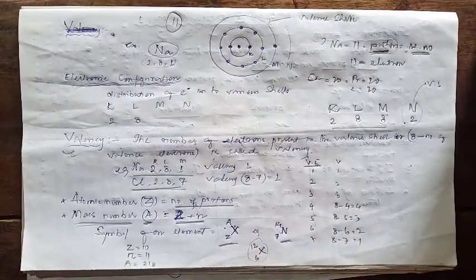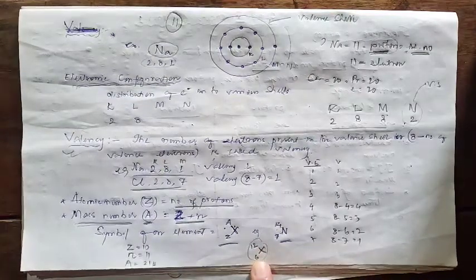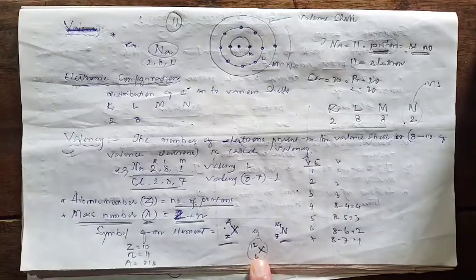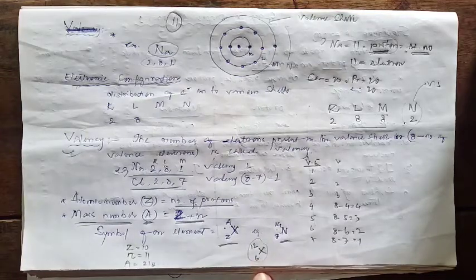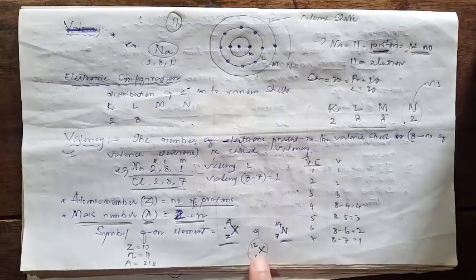And you may be asked to identify this element. Now if you know the atomic number of an element, 6, at once you will identify this element. This element is carbon. The atomic number of carbon is 6.